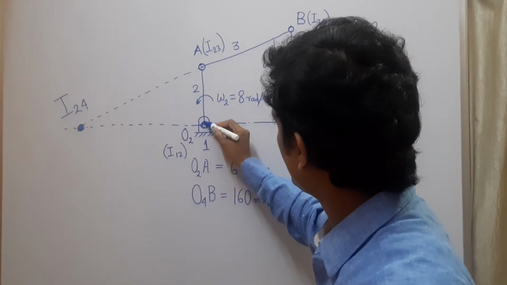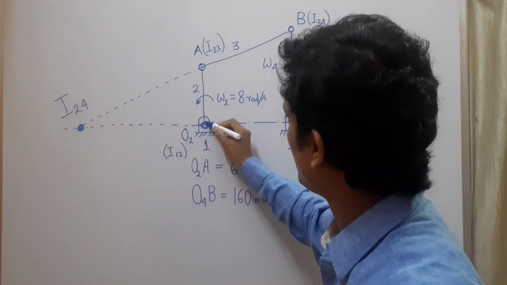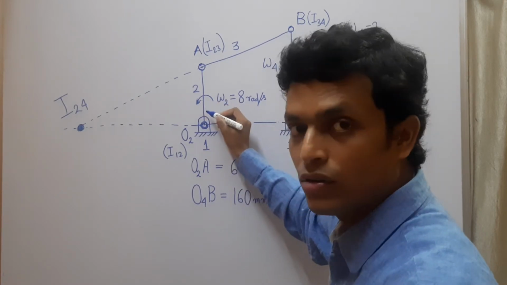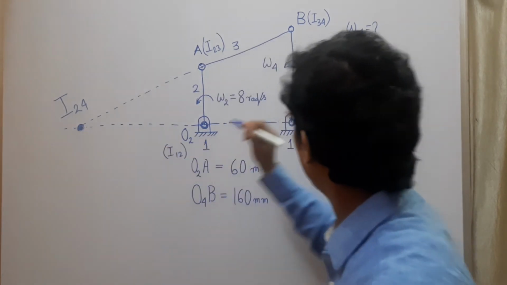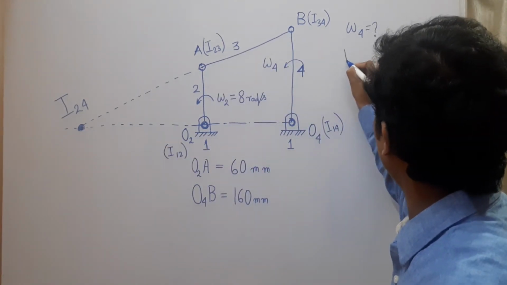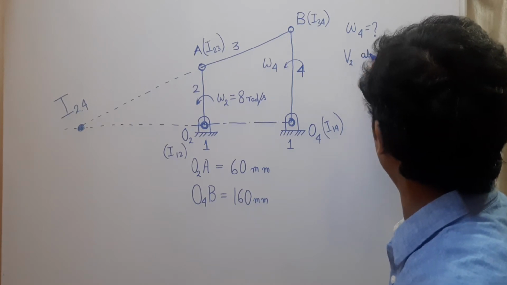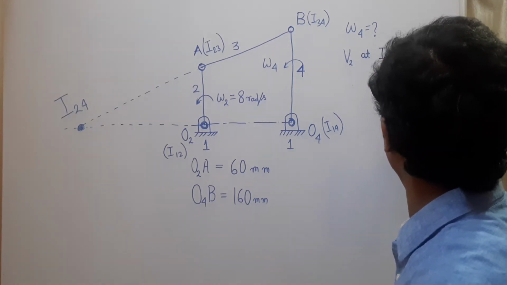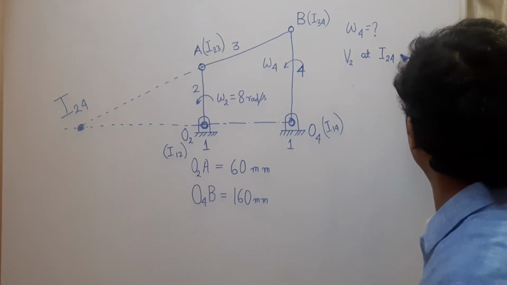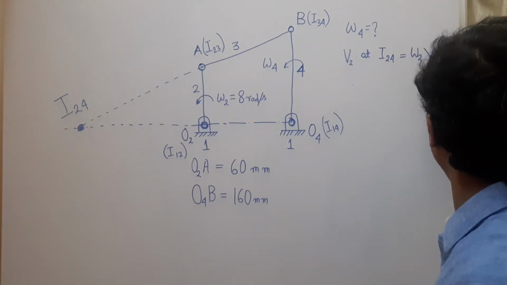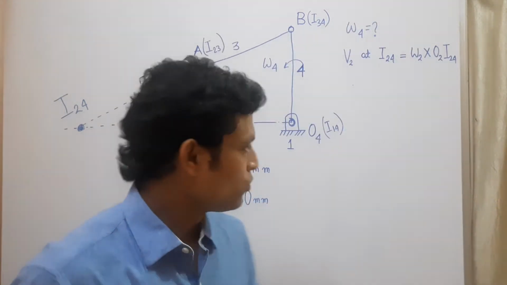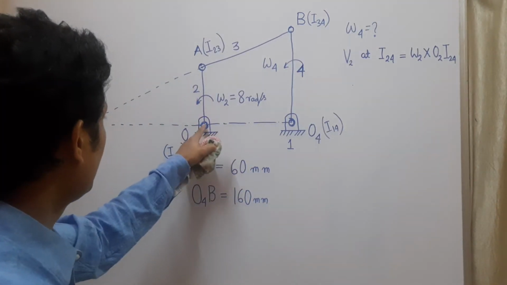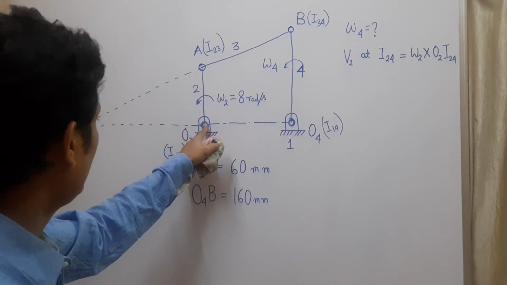Link 2 is hinged at fixed point O2 and it has a pure rotation. So the velocity of link 2, V2 at I24, is equal to omega 2 into O2 I24. Omega 2 is the rotational angular velocity, and the distance is from the hinge point, O2 I24.